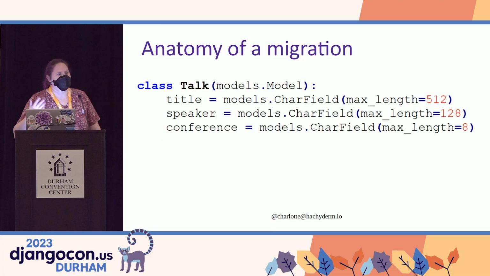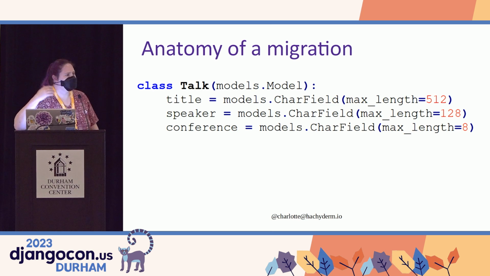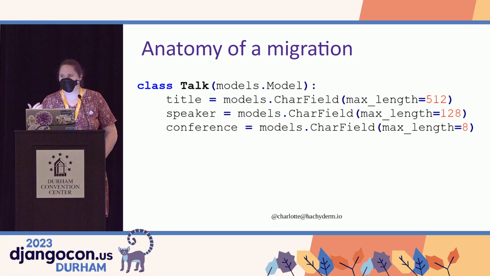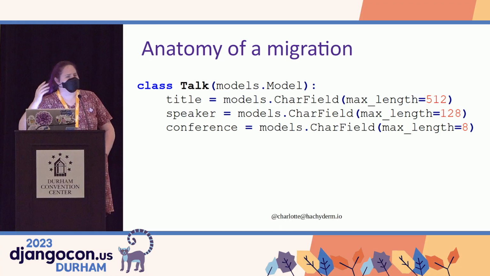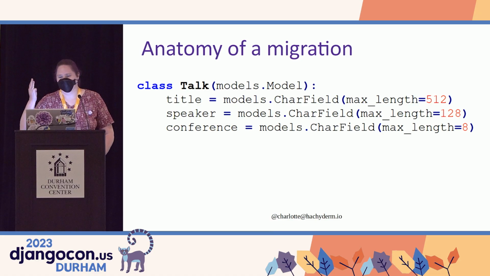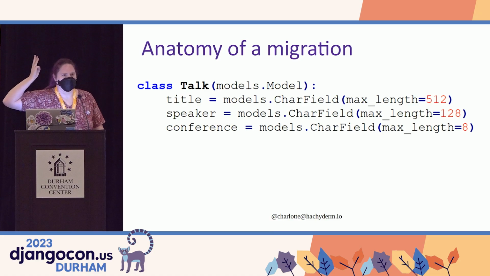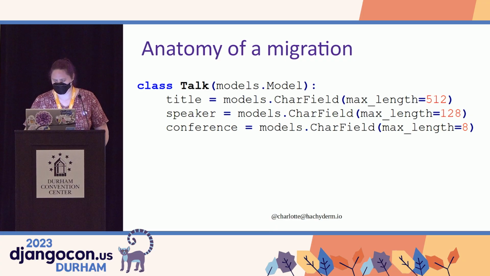So let's take a look at what this actually looks like in practice. I'm going to use a sample model here. Let's imagine I have an application about conference talks. What was on my mind when I was creating this? Can't imagine. So I've got a model Talk here, and it's got three fields on it: title, speaker, and conference, so we can store that information about these conference talks. And these are all just simple CharFields, nothing unusual.